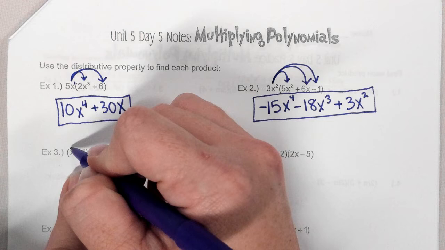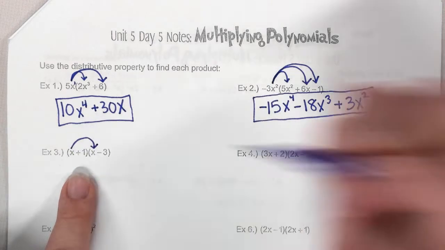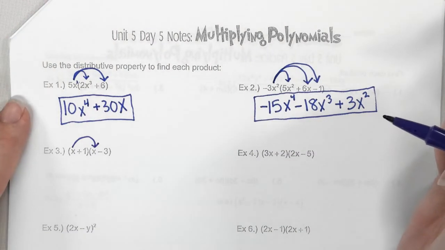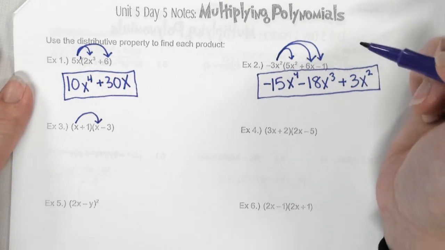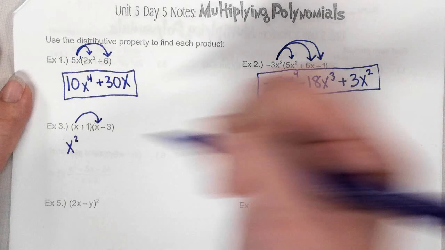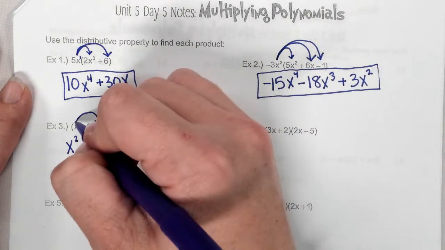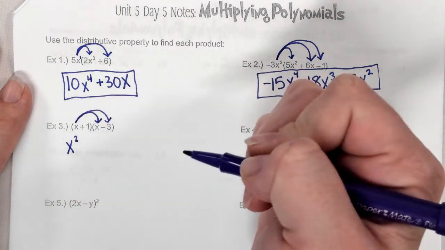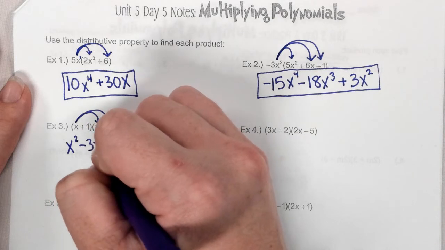So we're going to start with the x, and I'm going to distribute to the second set of parentheses. What's x times x? X squared. Okay, and then what's x times negative 3? Negative 3x.